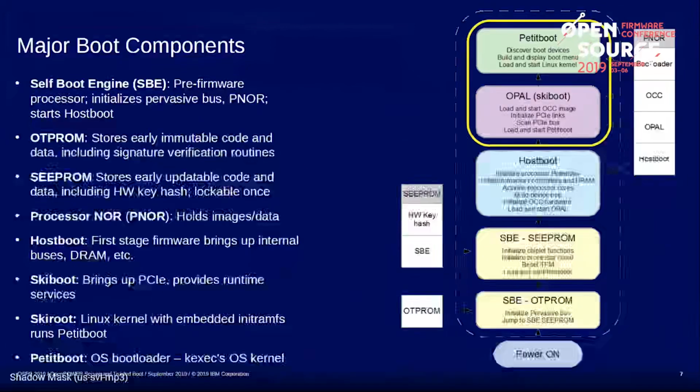So this, you may have heard of Opal, the OpenPOWER abstraction layer. Ski boot's what actually provides Opal. And then ski root is what ski boot hands over control to after it finishes. And it's actually a Linux kernel with an embedded RAM file system that runs petty boot in its user space. And petty boot is what's used to kexec the OS kernel finally.